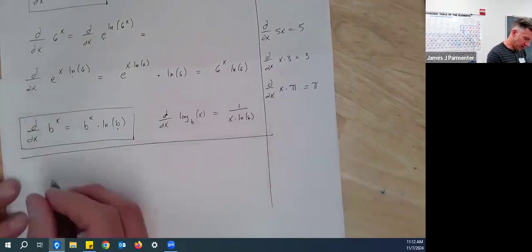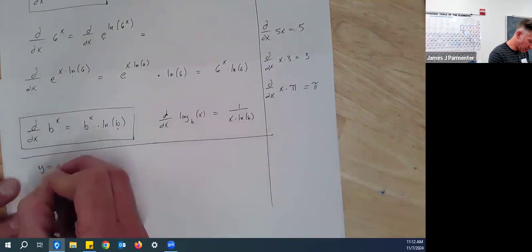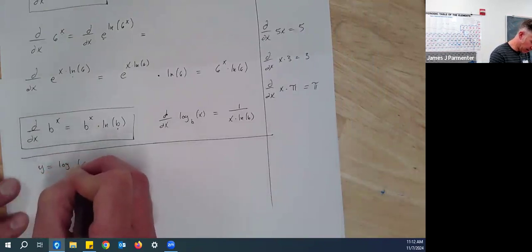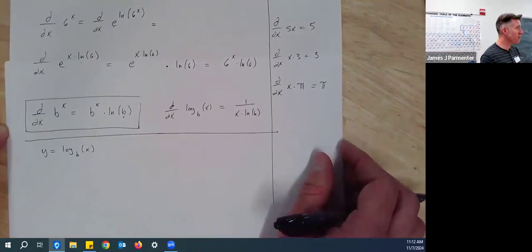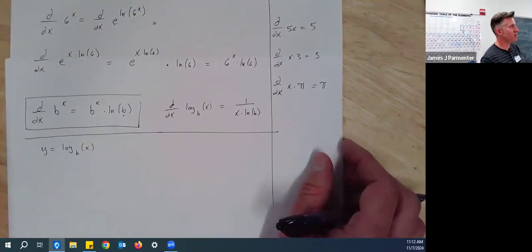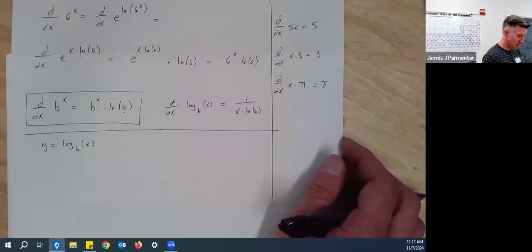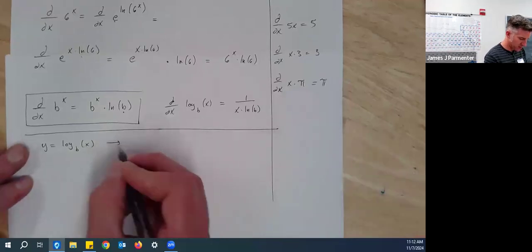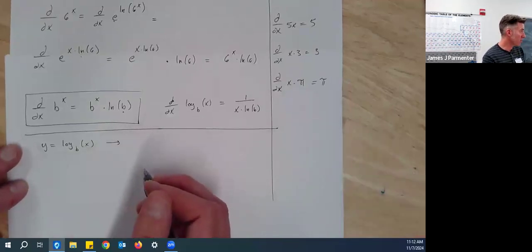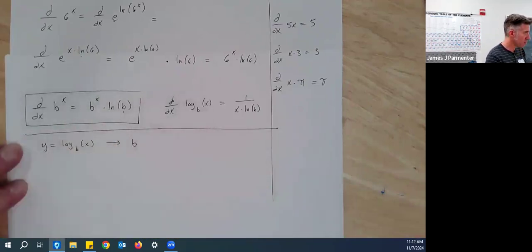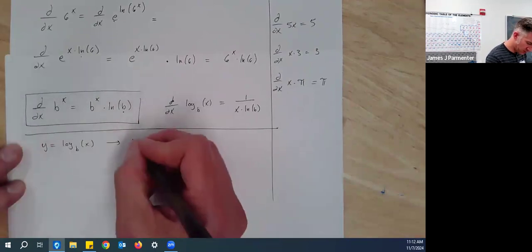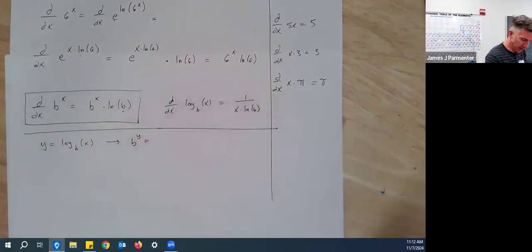So let's say we want to take the derivative of y equal to log base b of x. You could use a change of base formula, but I'm going to do something different. I'm going to rewrite it as the exponential equation. What's my base? b. What's my power? y. What's it equal to? The only thing left, x.